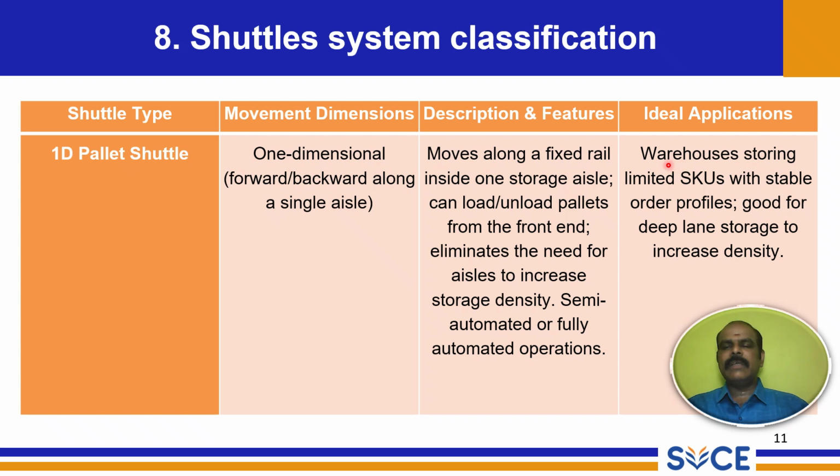Ideal applications are warehouses storing limited stock keeping units with stable order profiles. It is good for deep lane storage to increase density. So these are all the ideal cases where we use it. Keep in mind it is applicable only for one movement. To and fro means either to or fro will be the productive activity and the other will be a non-productive activity.